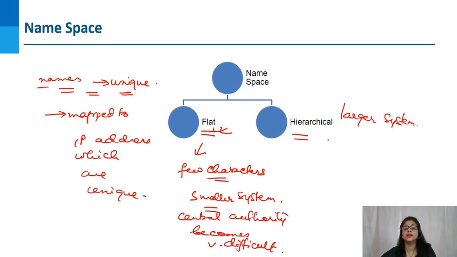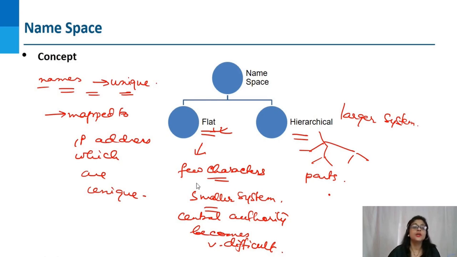This hierarchical structure actually consists of several levels. The names are divided into several parts, and each part is separated by a dot. So we will learn more about it. So this is the overall concept of namespace.